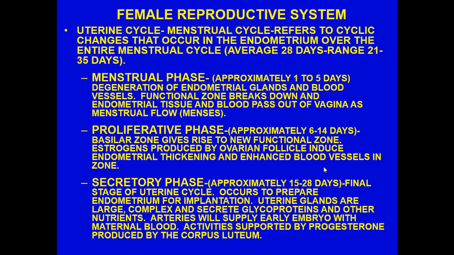Now, the secretory phase, this is where you get from about 15 to 28 days. This is the final stage of the uterine cycle. It occurs to prepare the endometrium for implantation. The uterine glands are large, they're complex, they secrete glycoproteins and other nutrients. The arteries will supply the early embryo with resources from the maternal blood, such as oxygen and nutrients, etc. The activities are supported by progesterone produced by the corpus luteum. Okay?